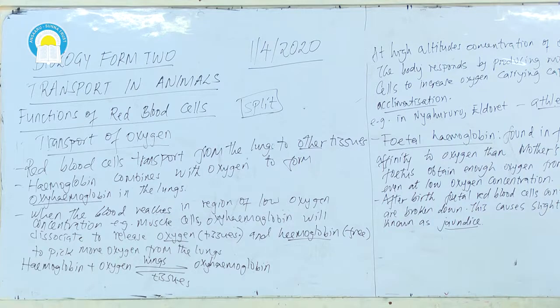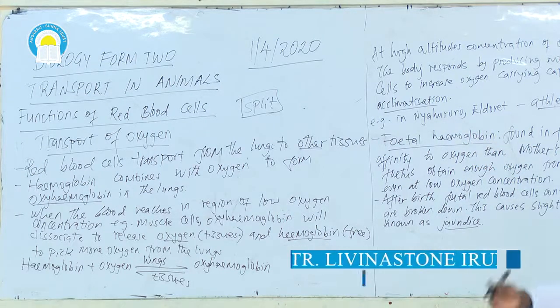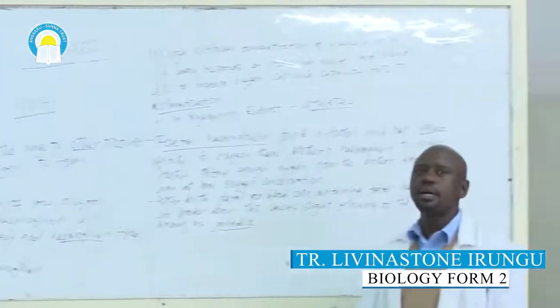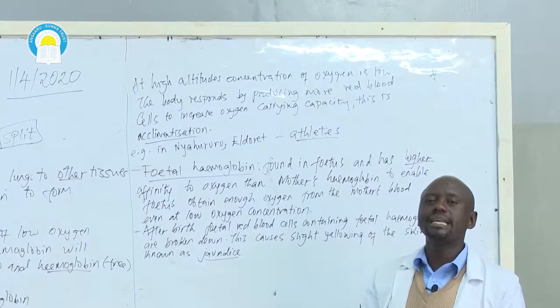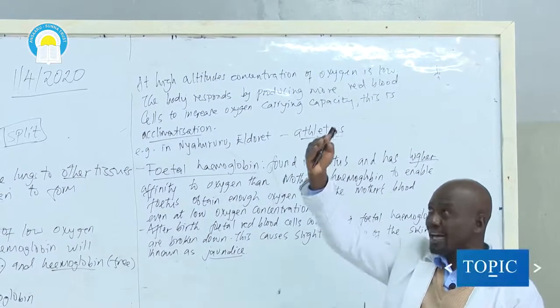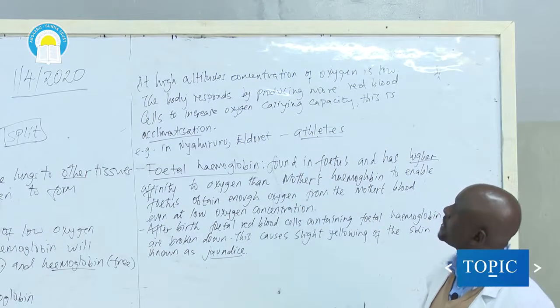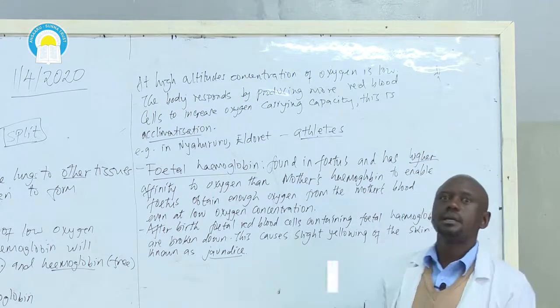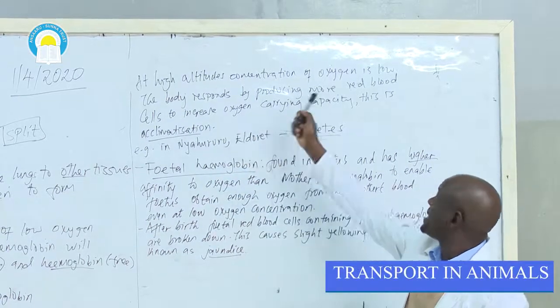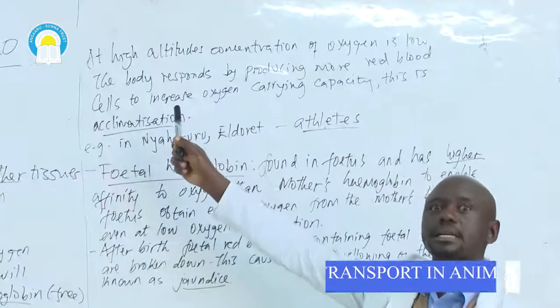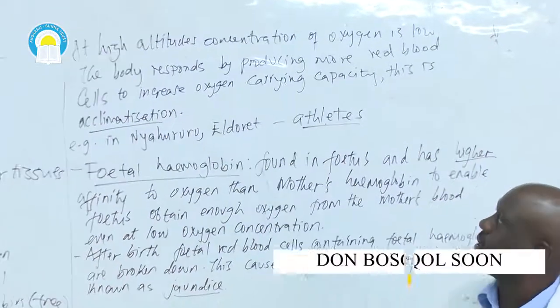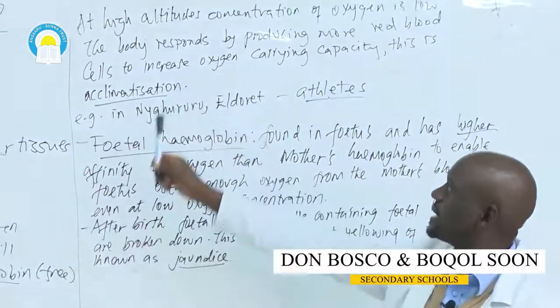Now, we have got other areas where we have got low oxygen concentration. For example, in high altitude areas, such as Nyahururu and Eldoret. If a person moves from a low altitude area where the concentration of oxygen is high, to a high altitude area where the concentration of oxygen is low, their body responds by producing more red blood cells, and this will increase the oxygen carrying capacity of the blood. This process is known as acclimatization.